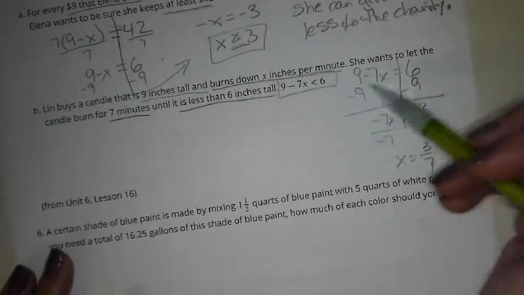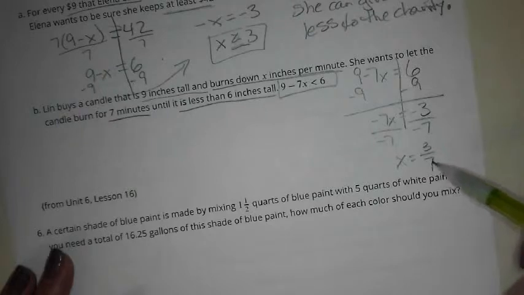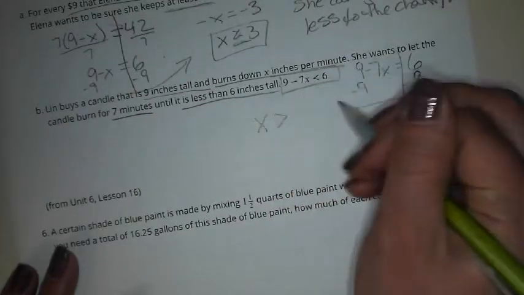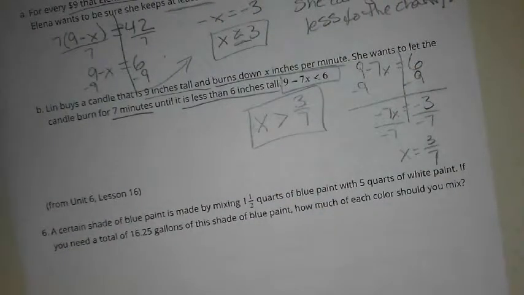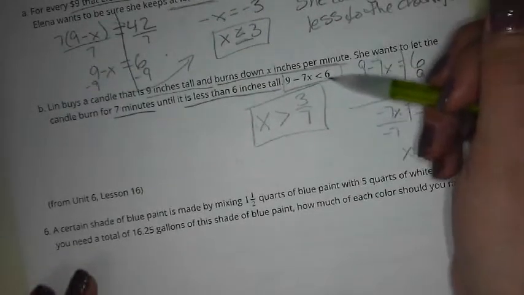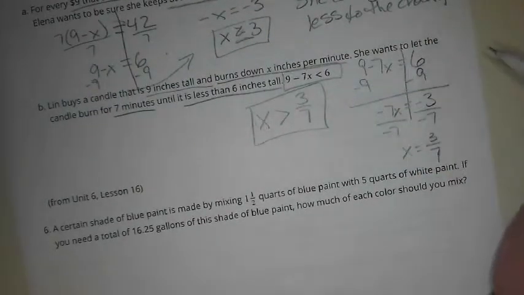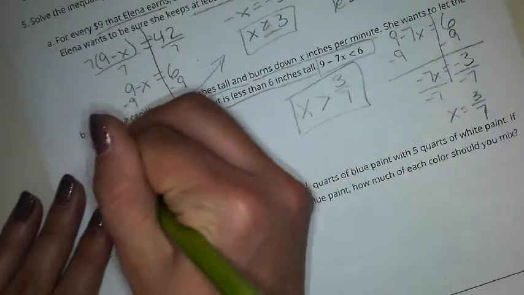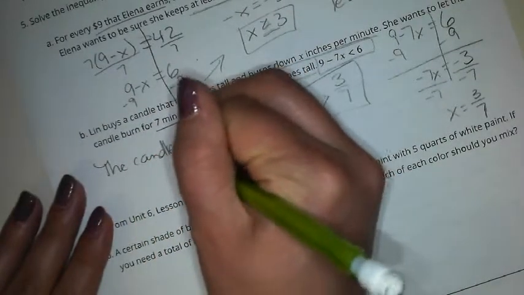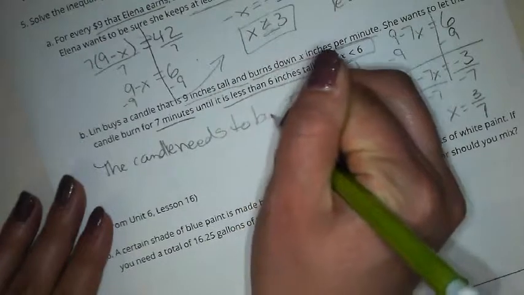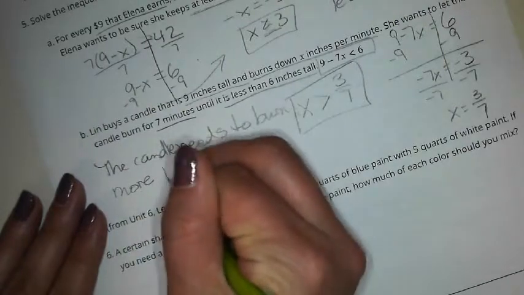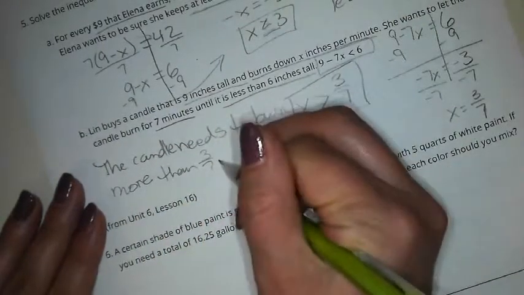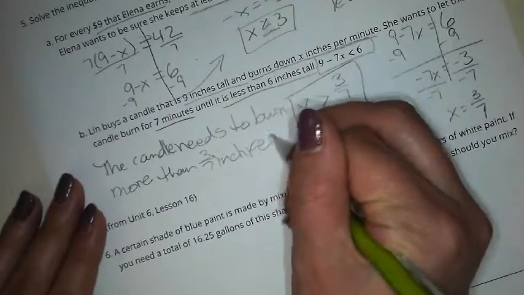So x is going to have to be greater than 3/7 for our solution here, for it to be less than 6. So what does that mean? It means that the candle needs to burn more than 3/7 inches per minute.